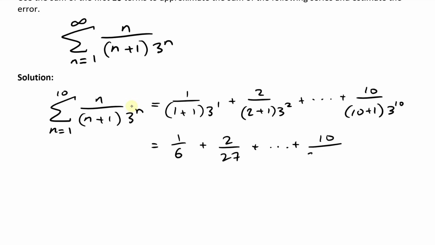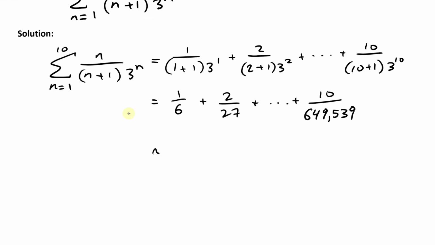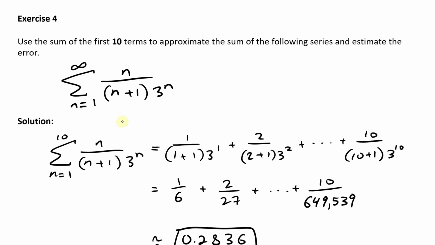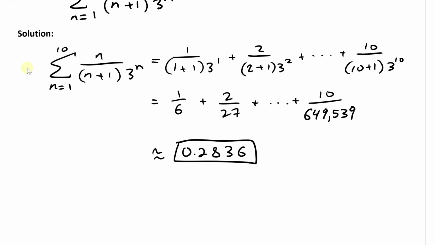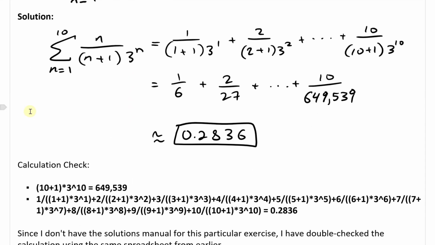Plugging into the calculator, you're going to get 649,539. And then sum this all up. You're going to plug this all in the calculator. You're going to get 0.2836. And let's just box this out. So it's going to be approximately that. That's going to be the summation of the first 10 terms of this series. And now, like always, do a calculation check.